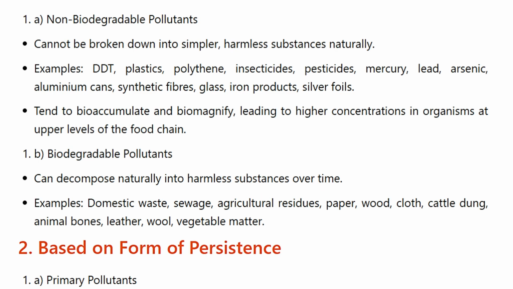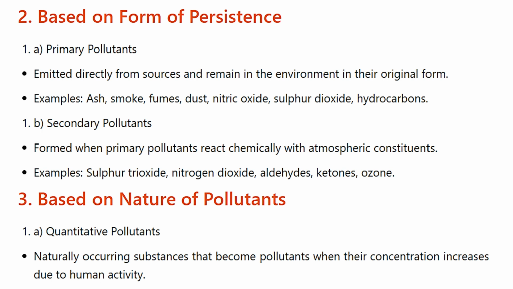Biodegradable pollutants can decompose naturally into harmless substances over time. Examples: domestic waste, sewage, agricultural residue, paper, wood, cloth, cattle dung, animal bones, leather, wool, vegetable matter. Based on form of persistence, primary pollutants are emitted directly from sources and remain in the environment in their original form. Examples are smoke, fumes, dust, nitric oxide, sulfur dioxide, hydrocarbons.